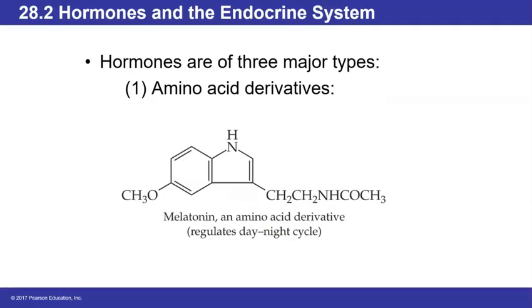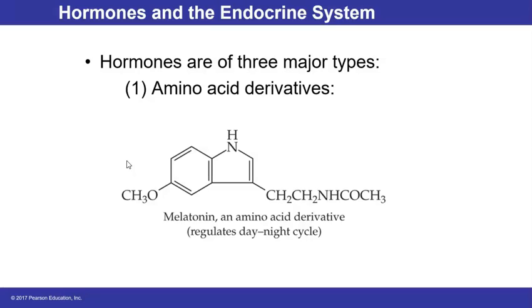There are three major types or classes of hormones that we'll talk about in the endocrine system. First is amino acid derivatives. You can see that melatonin is an amino acid derivative, and this is a smaller compound. If it's an amino acid derivative or an amino acid, another hormone, or actually neurotransmitter, is glutamine or glutamate. Those are other types of hormonal signaling molecules.